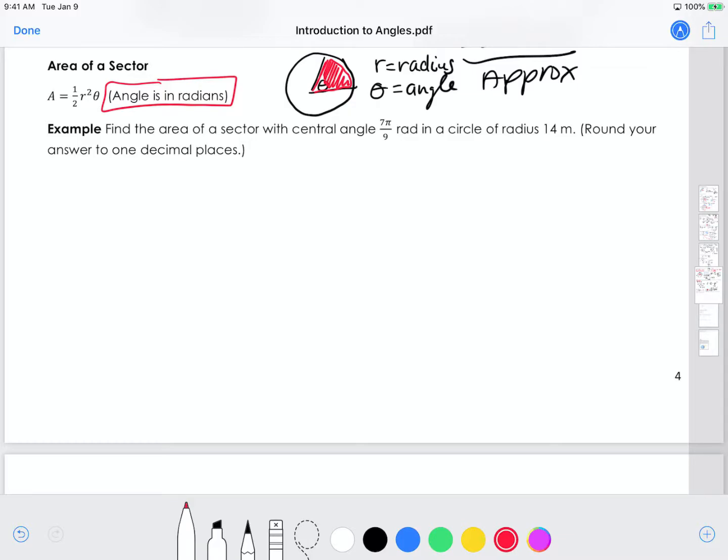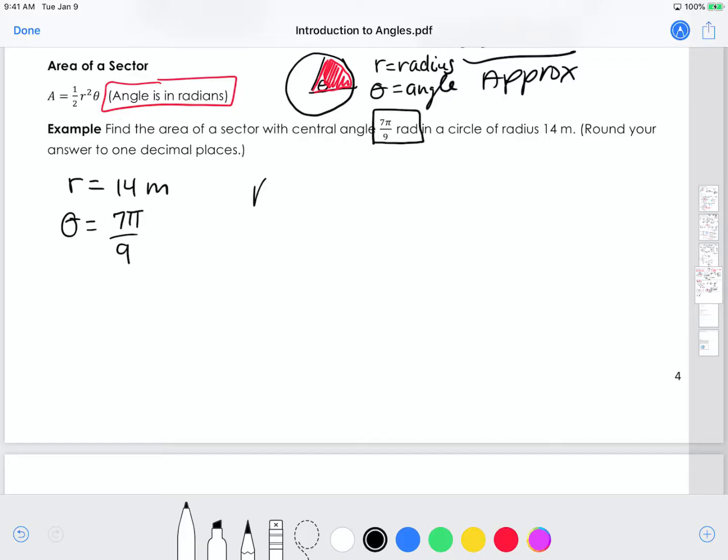So in the first example, it says find the area of a sector that has a central angle of 7 pi over 9 radians. So they're giving it to us in radians. We don't have to change it from degrees to radians. And the circle has a radius of 14 meters. So that means my area is going to end up being meters squared. Okay, so I'm going to identify that the length of my radius is 14 meters. My angle is already set up in radians, so that's 7 pi over 9.